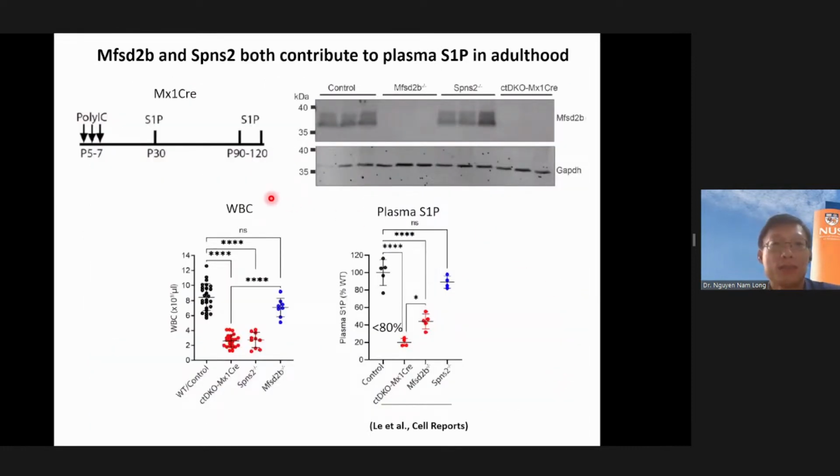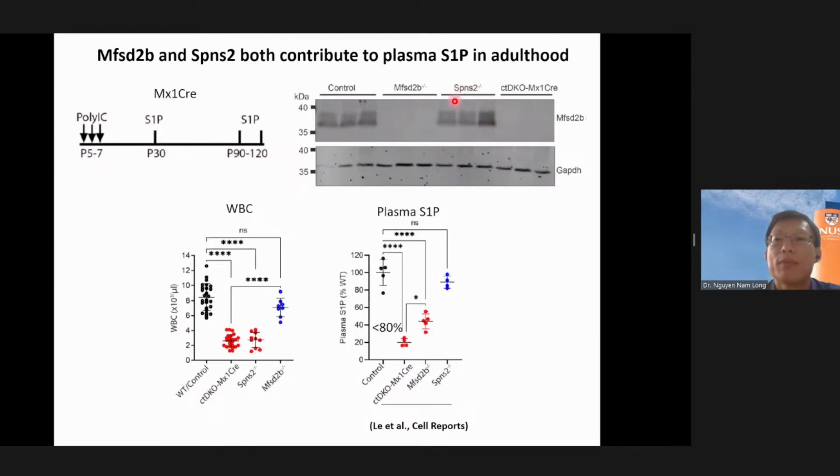Next, we wanted to see whether both transporters also contribute to S1P in the adult stage. In this case, we generated the double knockout at the adult stage. We have a way to do so: we use Mx1-Cre to knock out both transporters, and in order to induce Mx1, we have to inject a drug called poly-IC. After a while, we collect samples for S1P analysis. In order to confirm good deletion by this strategy, we show here that MFSD2B is absent from the double knockout compared with the single knockout.